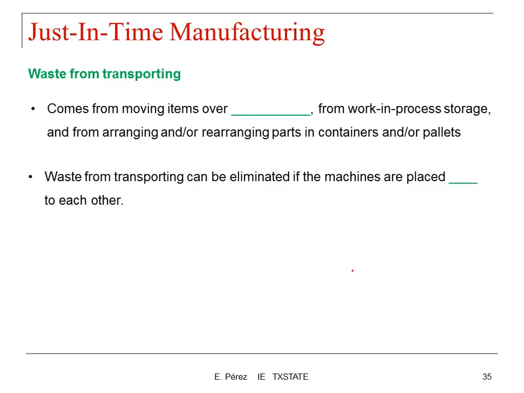In terms of waste from transporting, this comes from moving items over long distances. So this translates to what we've been trying to do with our algorithms. We have two departments that require a lot of movement, that have a lot of problem moving from one department to the other. You want to be able to put those two departments as close as possible, so you can minimize the waste of transportation. Waste from transporting can be eliminated if the machines are placed close to each other.